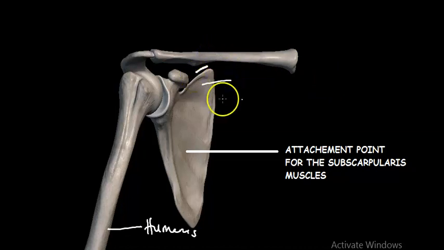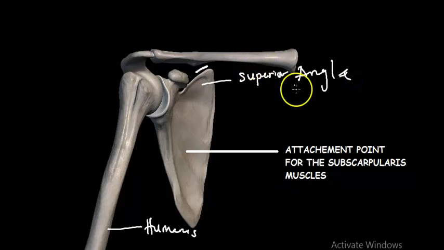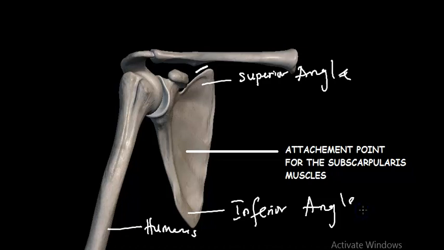I think the superior angle has to be here. Angle. If this is superior, what is the opposite of superior? In this case, it's going to be inferior. Here we are going to have the inferior angle. So we call this inferior, which is the lower corner of the scapula.